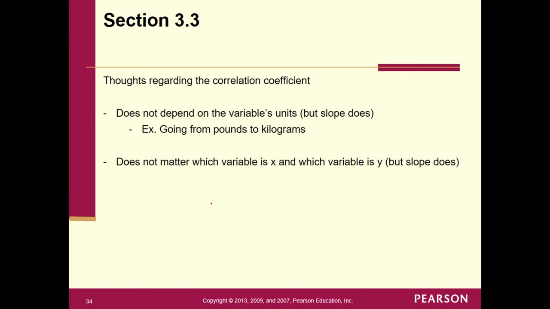It does not matter which variable is x and which variable is y. It does for slope. Certainly that would change the slope, but that would not change the correlation coefficient. The correlation is not resistant to outliers. Neither is a slope. Correlation is not resistant to outliers.